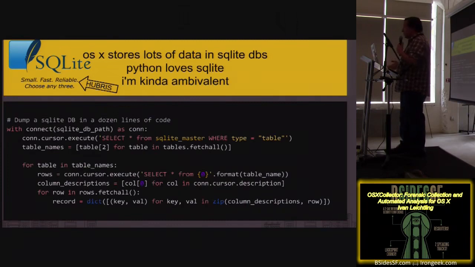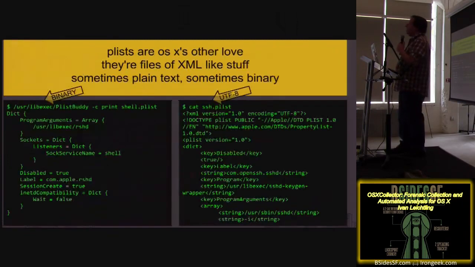This is about it. So it's pretty damn simple, which was good. I liked it. The other thing OSX loves when we're storing data, and forensics collection is all about finding all the data on the machine, OSX loves plists. So plists are basically XML files. You see on the right-hand side, there's this XML file, ssh.plist, and it's just kind of describing data.